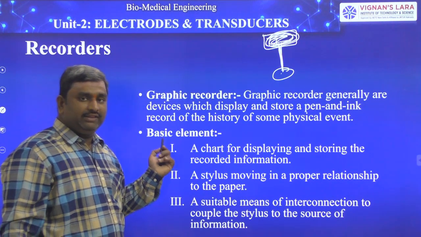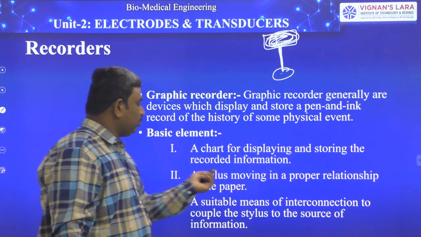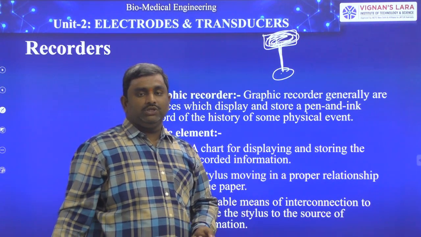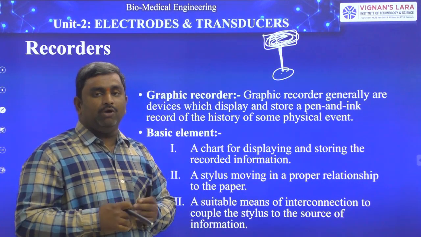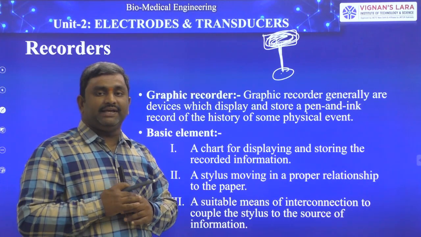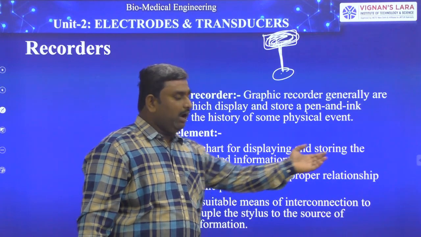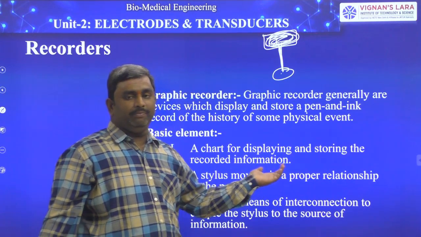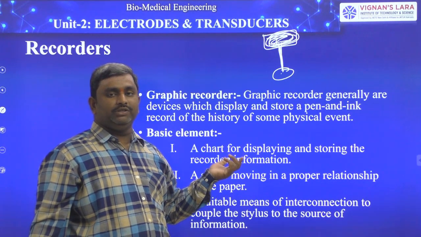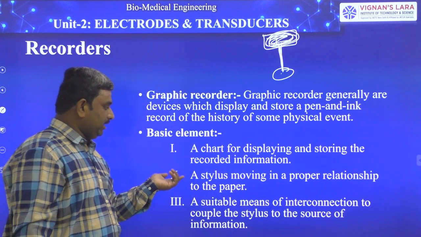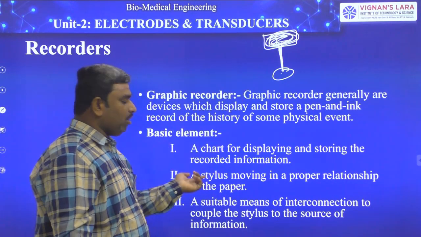Coming to the basic elements of this recorder, first is a chart for displaying and storing the recorded information. First we need a paper. That paper is a graph paper or a graph chart. Whatever information we are going to record has to be stored on a paper. Next, a stylus. I said a pen, so the pen is called a stylus.